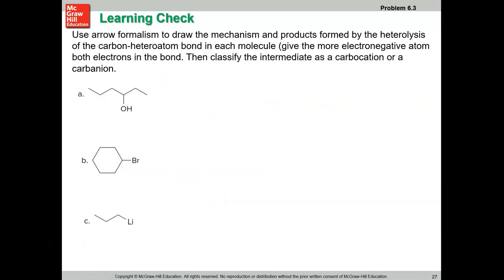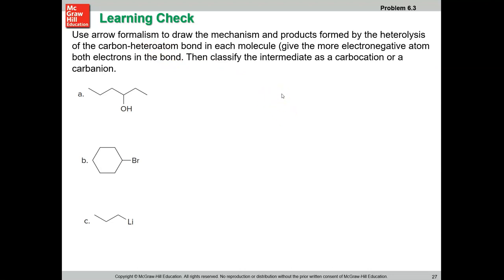So two more things I'd like you to do for this video, and we'll cover these answers in class, but maybe pause this, read this question. You're going to use arrow formalism to draw the mechanisms for the products formed by heterolysis of the carbon heteroatom bond, so the carbon and the different atoms that are not carbon or hydrogen. And then you'll classify the intermediate. Make sure that you're giving the more electronegative element both of the electrons in the bond in this heteroatom. And so pause and then do that.